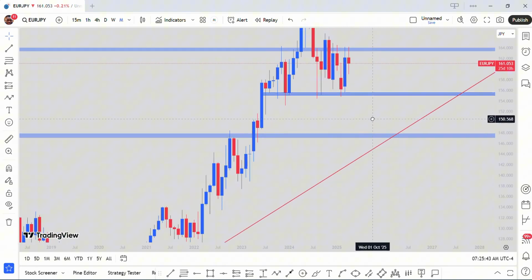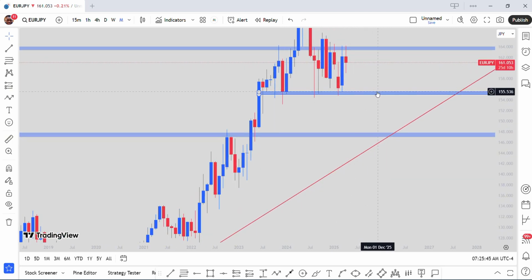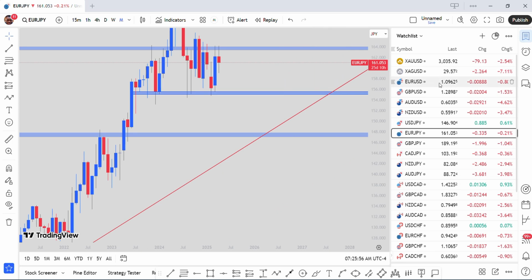So what I'm just saying is that I'm expecting price to continue pushing to the downside, so a clear break of this neckline and retest. I'll be shorting the market from here to this next major level on EURJPY. So the next pair I'll be looking at is EURUSD.